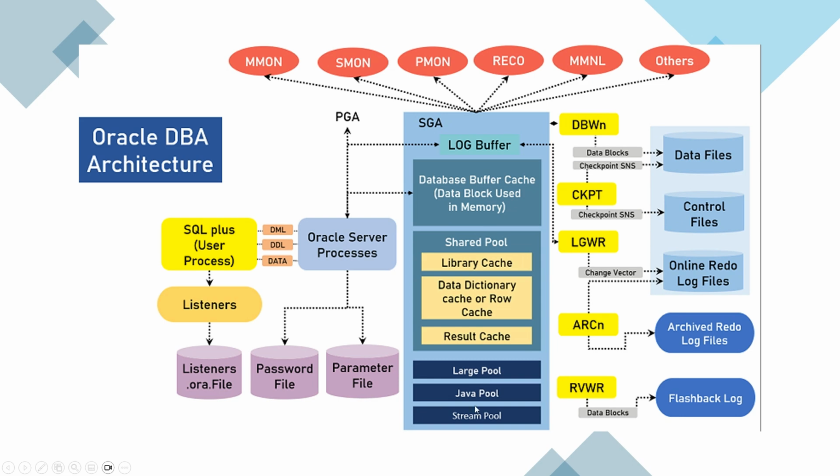Okay, so likewise, in the SGA we have a database buffer cache, shared pool, result cache, and then large pool, Java pool, and streams pool, and we have different background processes like DB writer, checkpoint, log writer, archive writer, flashback log, MMON, SMON, PMON, RECO, MMNL, and others. We have a lot of background processes. We will be discussing only the important background processes.